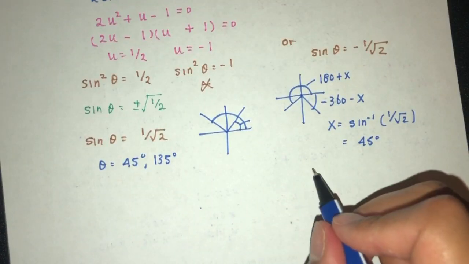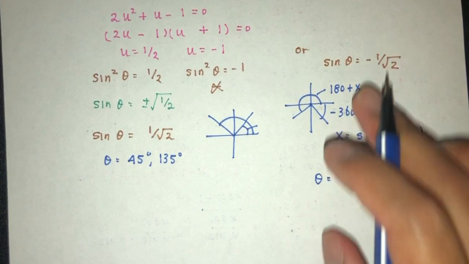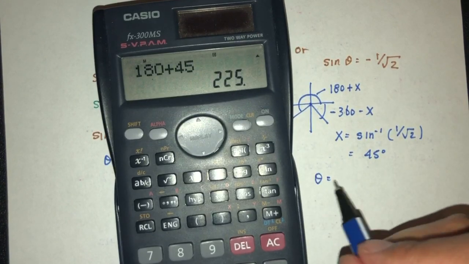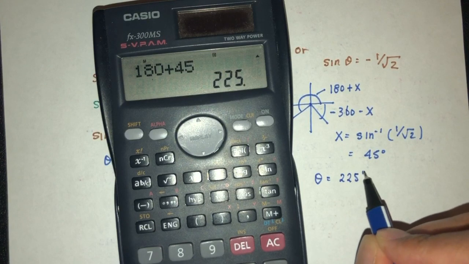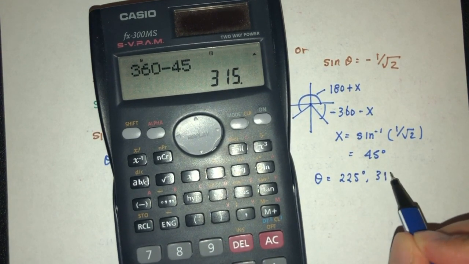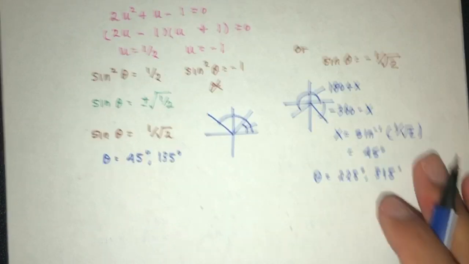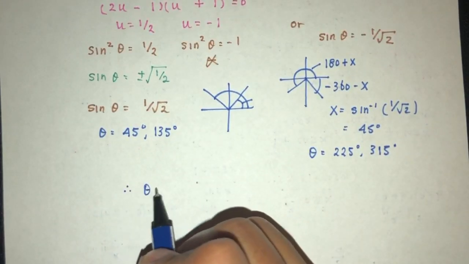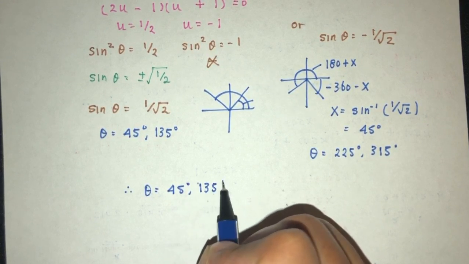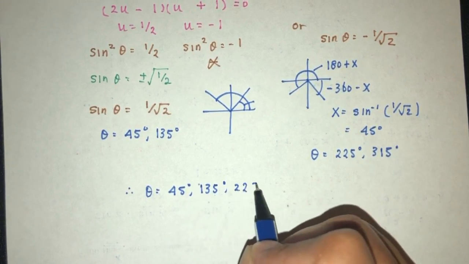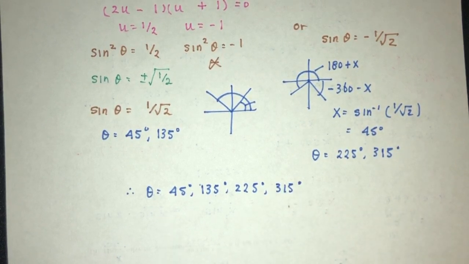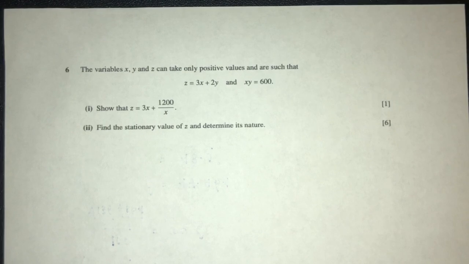Now to find the value of theta, which we want to find, we have to look back at the quadrant. That will be 180 plus 45, that will be 225. And 360 minus 45 should be 315. Okay, so finally, we have theta will be 45, 135, 225, and then 315. So these are the 4 values of theta. Okay, so let's move on to the next question.